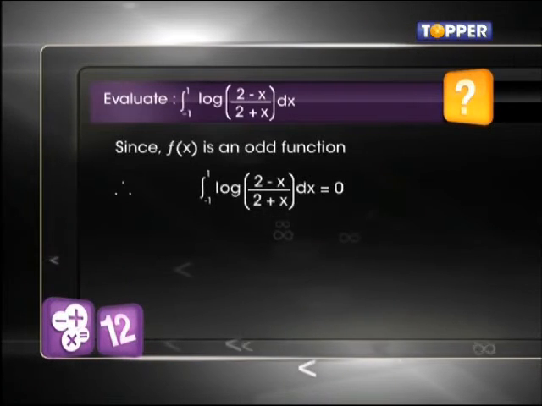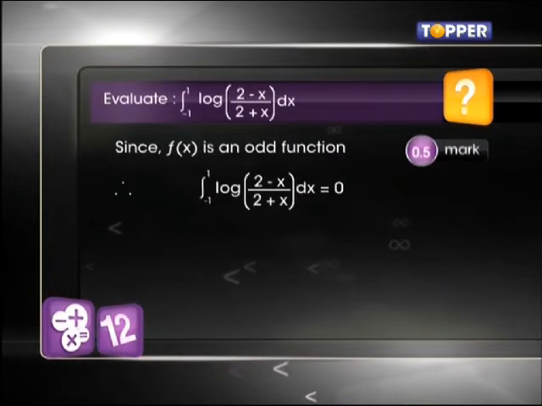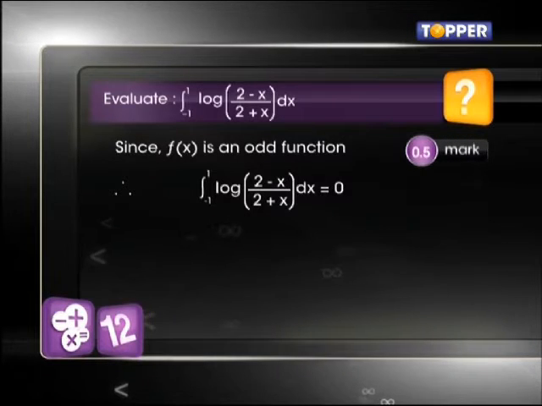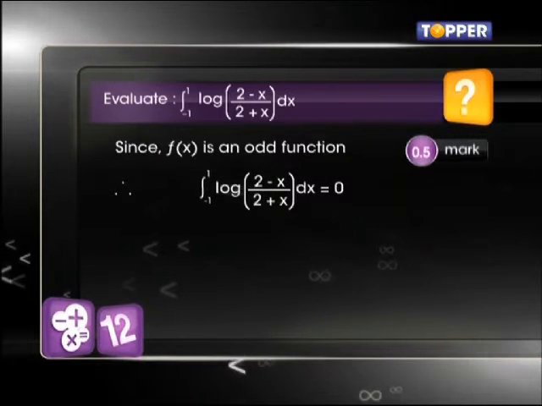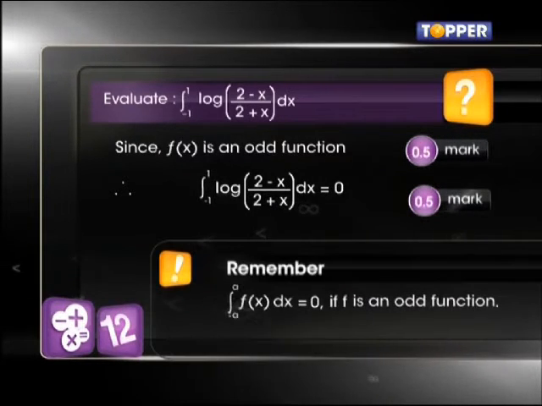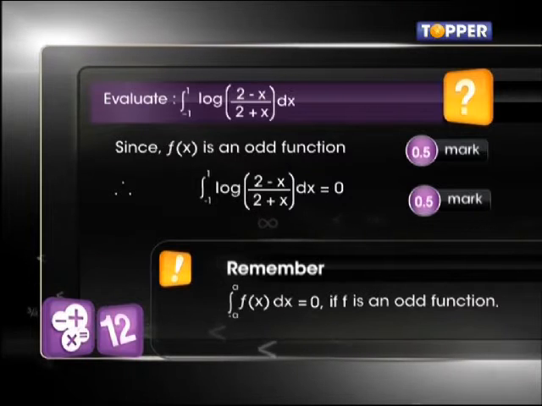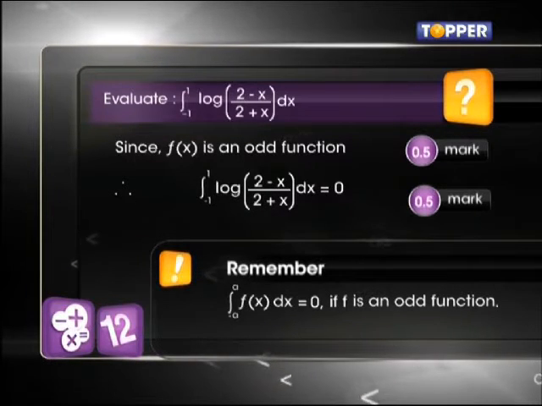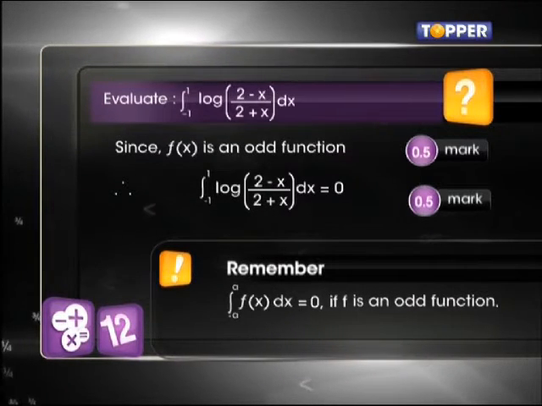Since the function is an odd function, the integration of f(x) from -1 to 1 is equal to 0. Integral from -a to a of f(x) dx is equal to 0 if f is an odd function. I hope you've now understood how to make that difficult question into an easy one. Next, let's solve a problem that you may face in your exams.